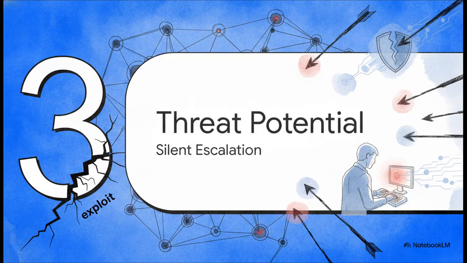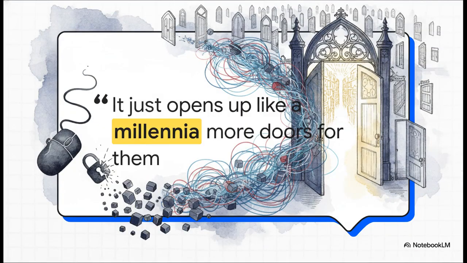Which brings us to Section 3, assessing the threat potential. The impact of this escalation is just devastating. To quote the intelligence briefing directly, it just opens up like a millennium more doors for them. Imagine a scenario where a user accidentally downloads a remote access Trojan. Initially, that malware is trapped inside medium integrity. But if the attacker pairs that initial infection with this UAC bypass, they instantly get the keys to the kingdom. They can kill your antivirus, drop persistent rootkits, and start moving laterally across your entire network.